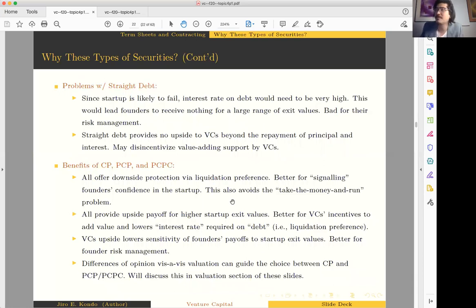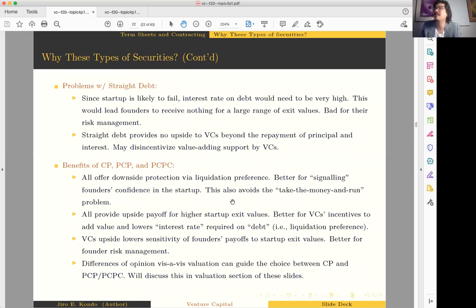Now let's think about regular plain vanilla straight debt, right? So look, one reason why debt isn't used is because debt has a fixed maturity date. And it's really tough to commit to a fixed maturity date when you're a startup because you don't really know when you're going to start being profitable. So there's one reason, and this one actually is not in the slides. But that is one of the reasons.